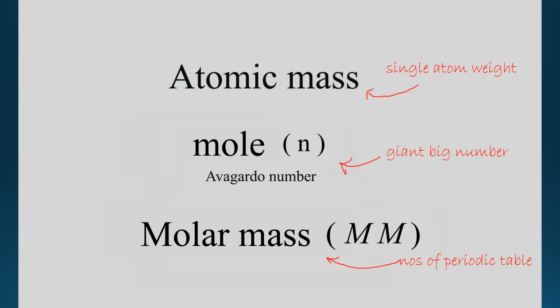And what is the relationship of these three? What is the relationship of this atomic mass, mole, and molar mass? The relationship is atomic mass times mole, it gives you the molar mass, which on the periodic table add a gram, don't forget.